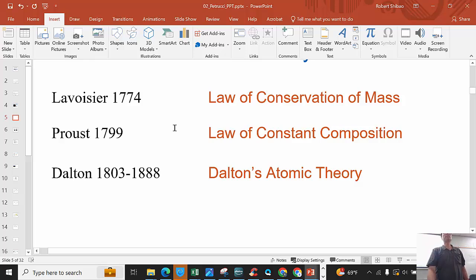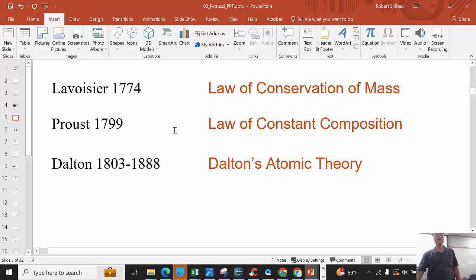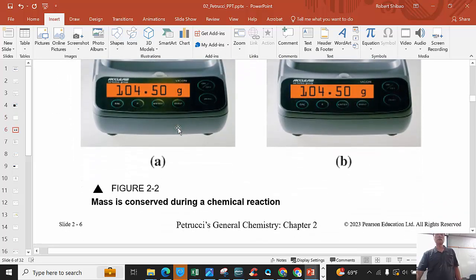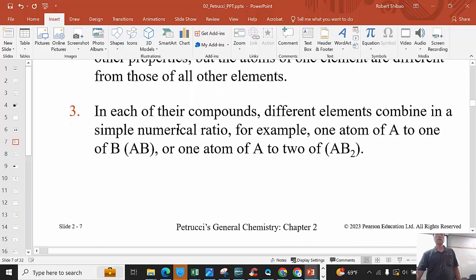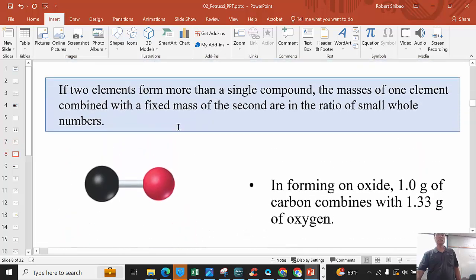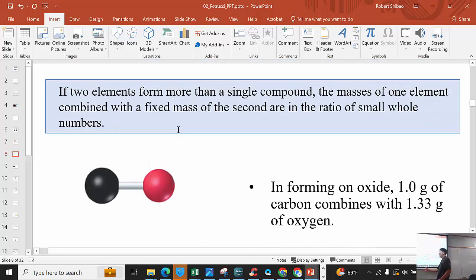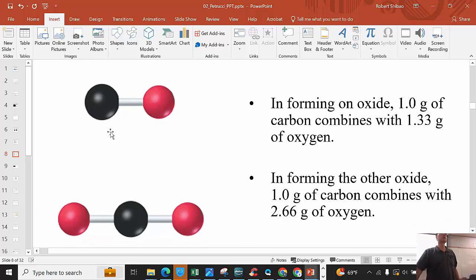And then theories should do one more thing. What should a theory do? Predict. And Dalton's atomic theory predicted the law of multiple proportions. The law of multiple proportions just says that in compounds, atoms combine in simple whole number ratios. So carbon and oxygen will combine in simple whole number ratios, 1 to 1 or 1 to 2.